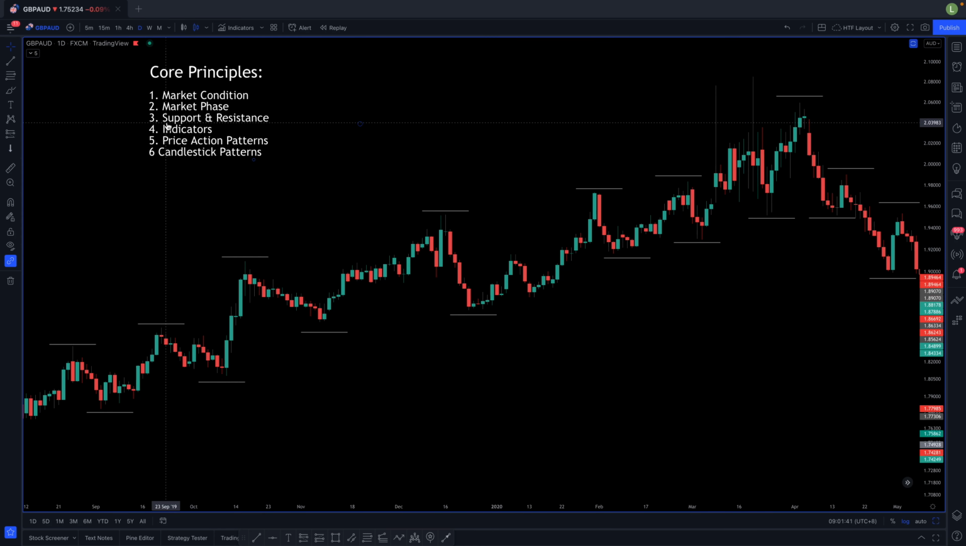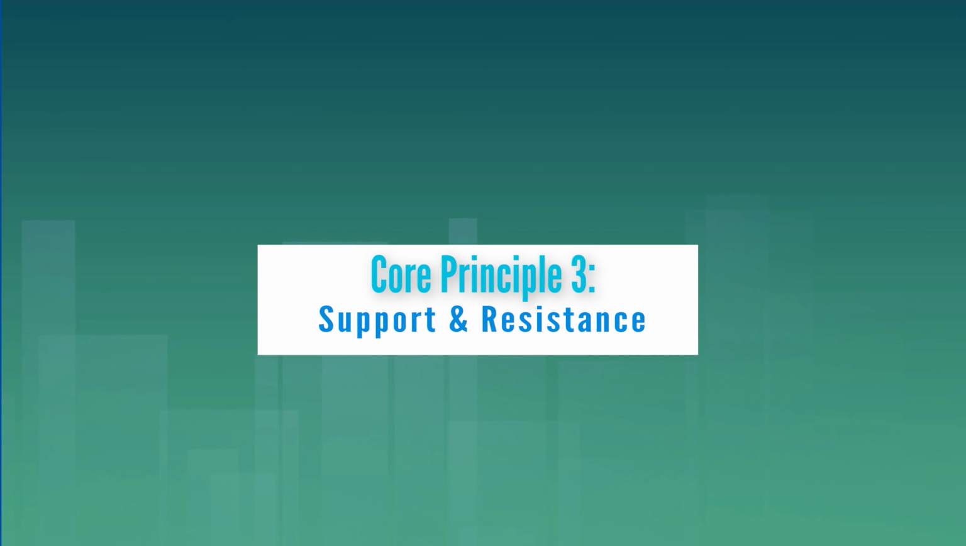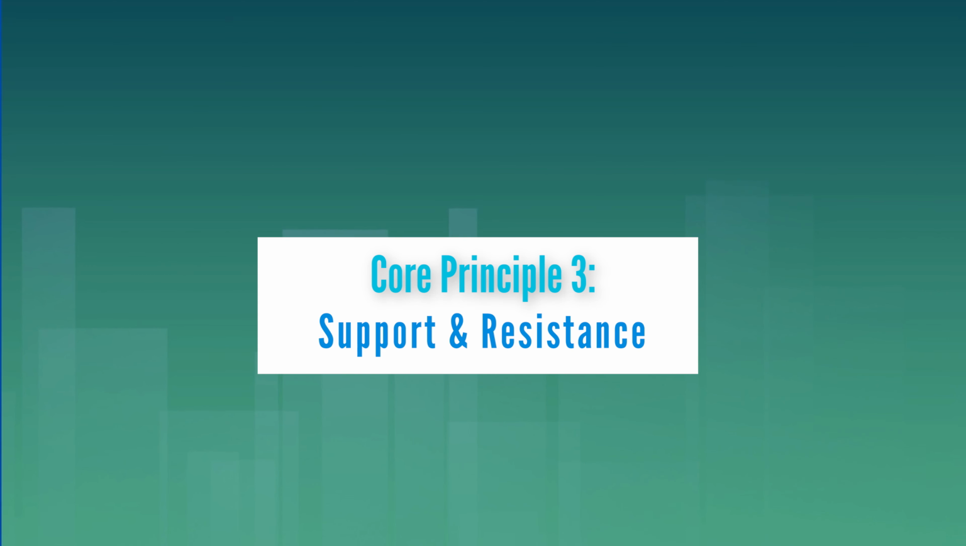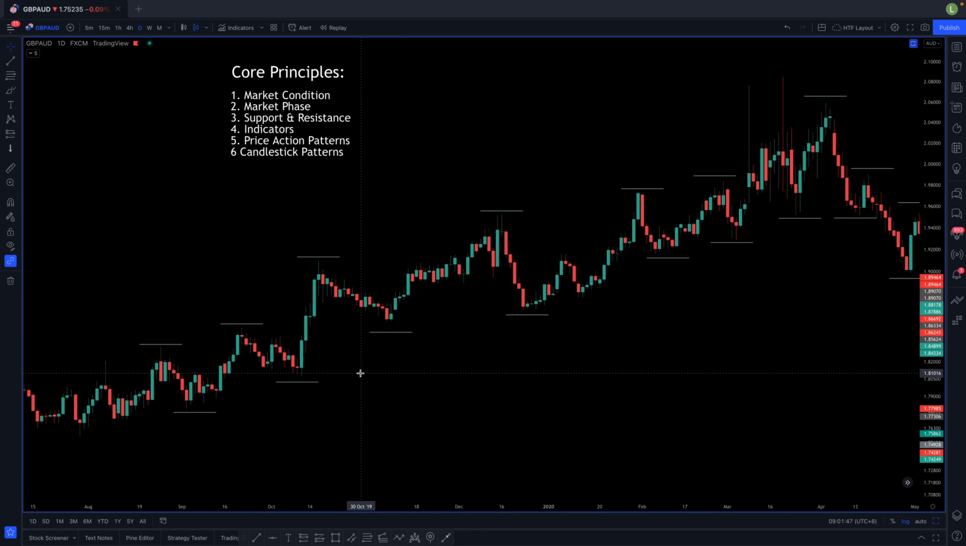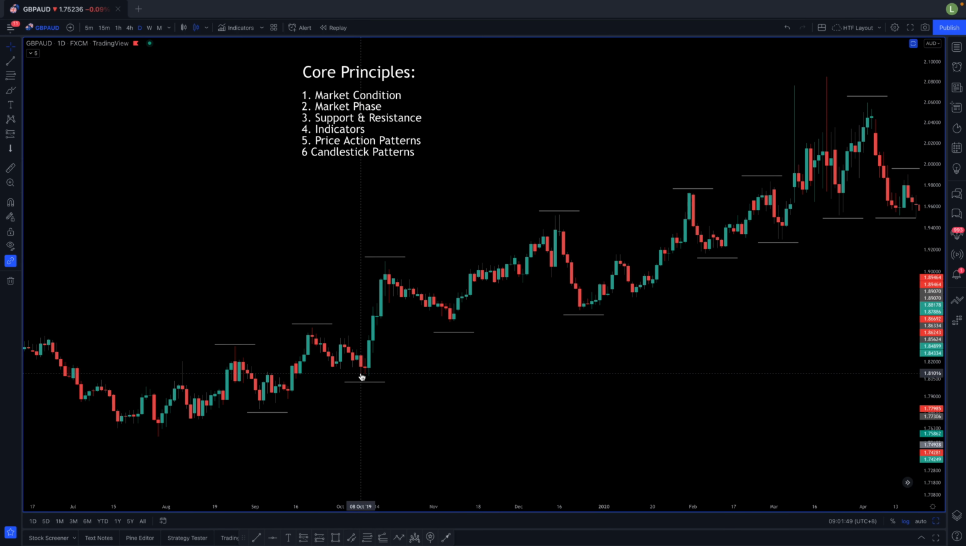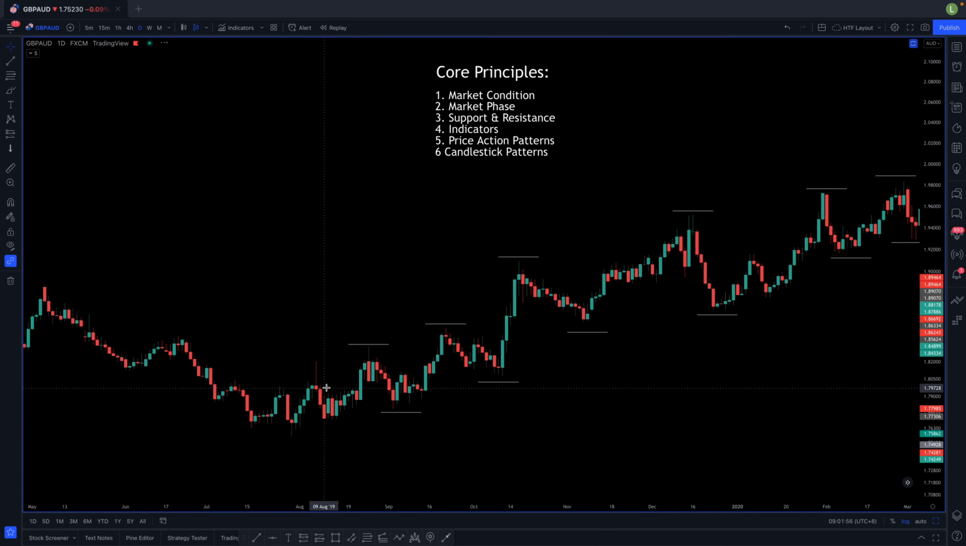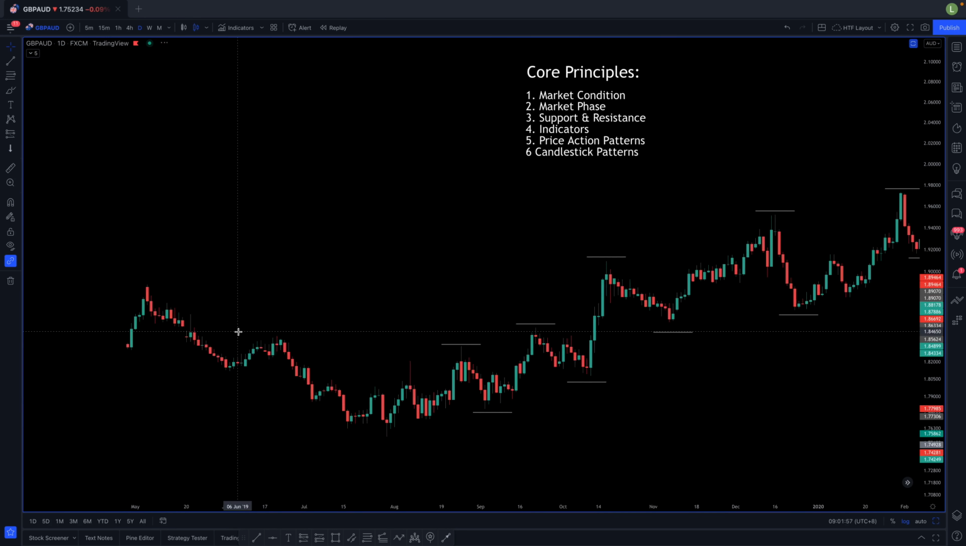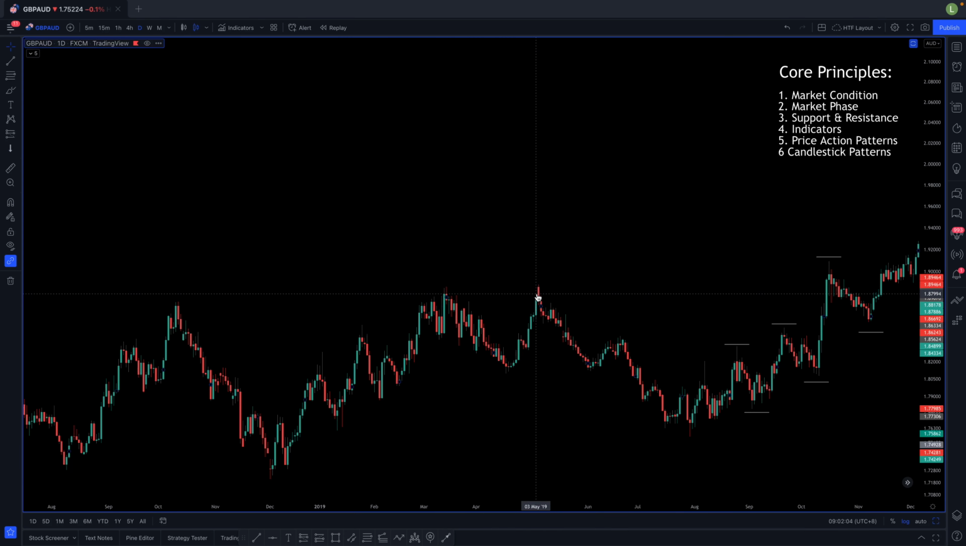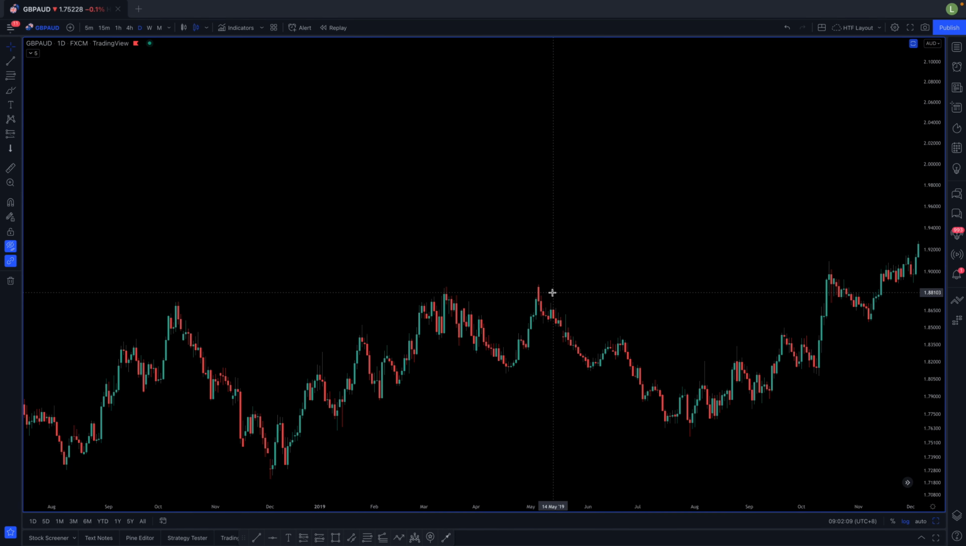So the third principle here is support and resistance. Now, you can have dynamic support and resistance, which is based off EMAs, which we're going to cover in indicators, or you can have fixed support and resistance, which is where highs and lows form. I haven't actually drawn any in here, but we could be looking at where there's a bounce like this, a double bounce. This may form a resistance level.